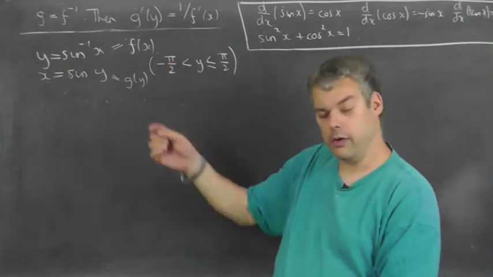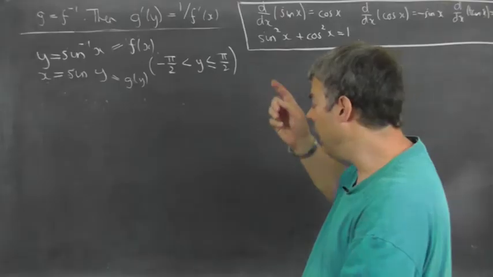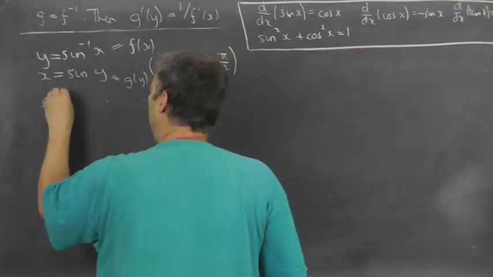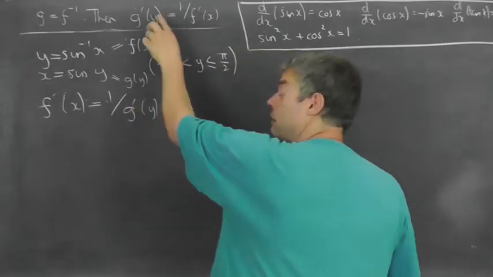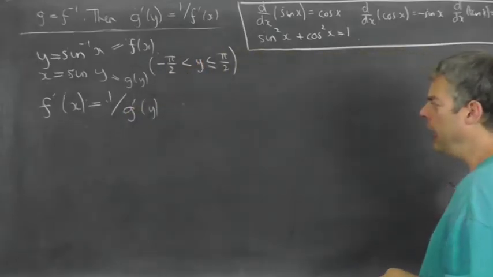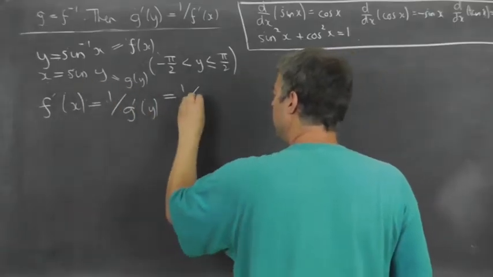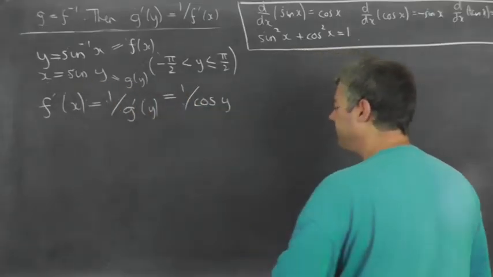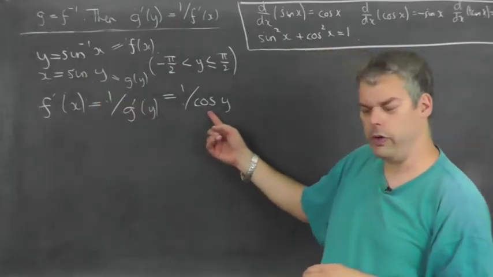We're interested in working out what f dash of x is. So here's the inverse function rule. F dash of x is 1 over g dash of y, just rearranging the formula there. So this is 1 over, and then g dash of y is just cos y. Now x is sine y, and we've got cos y here.